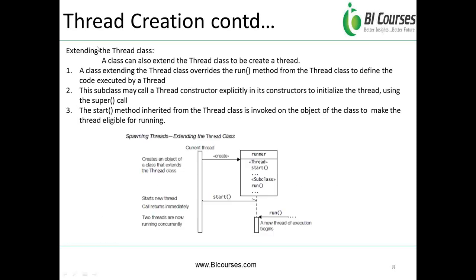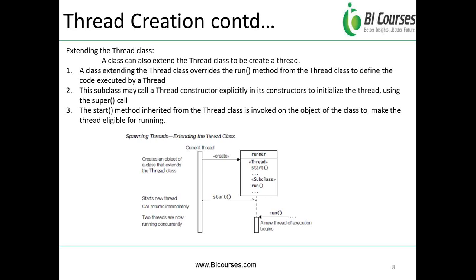So, extending the Thread class. A class can also extend the Thread class to create a thread. A class extending the Thread class overrides the run method from the Thread class to define the code executed by the thread. So whatever Thread class we create, we can override the run method and implement our own business logic. This subclass may call a Thread constructor explicitly in the constructor to initialize the thread.